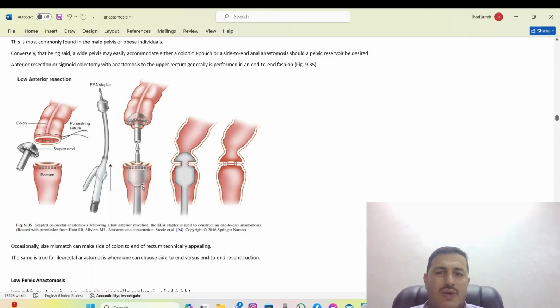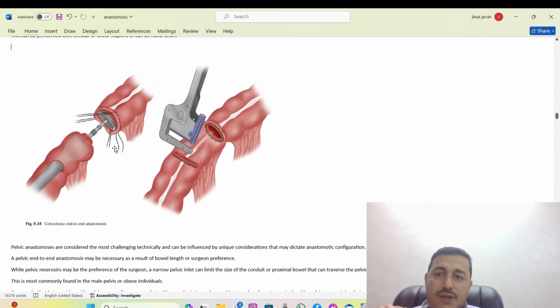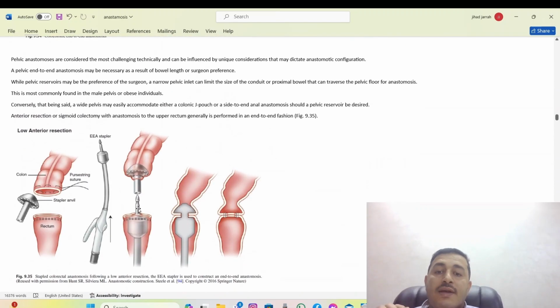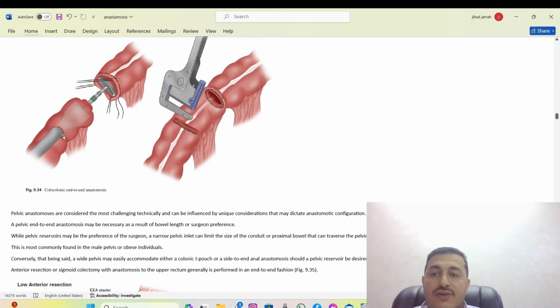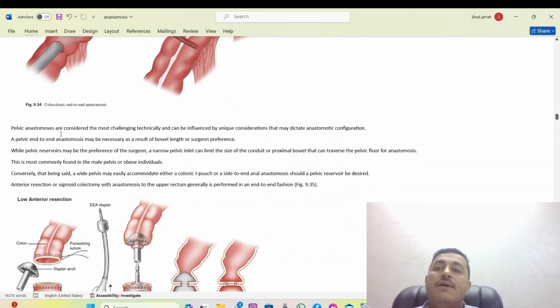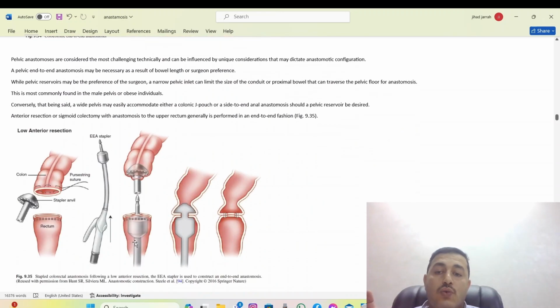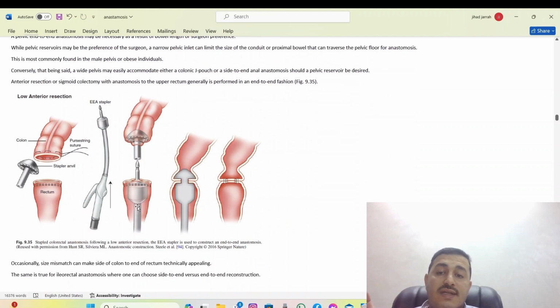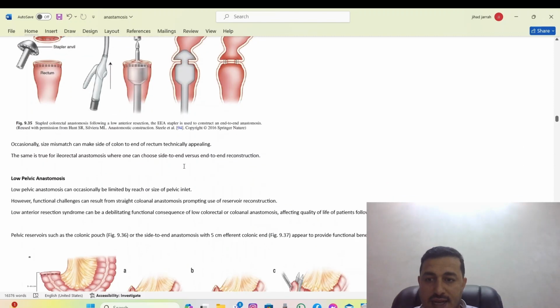What does pouch mean? We will see now. But what's different between this picture and this picture is that the circular stapler is introduced through an enterotomy in the transverse, while here we introduce the circular stapler through the anus, and the anvil we fix in the proximal limb. This is an end-to-end without the need to construct any pouch.